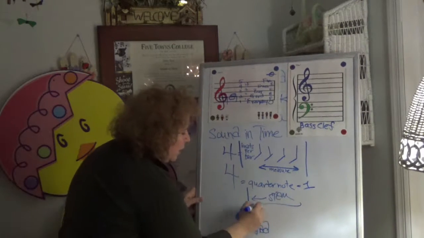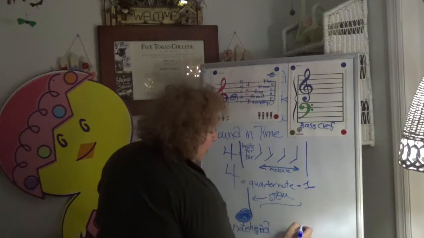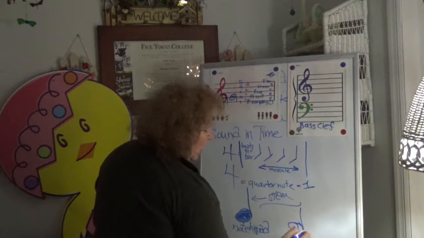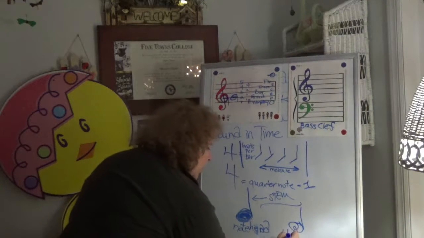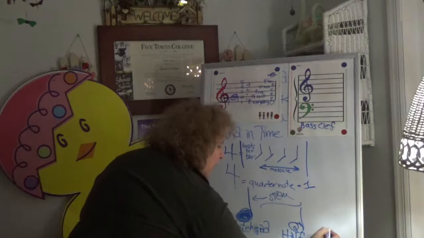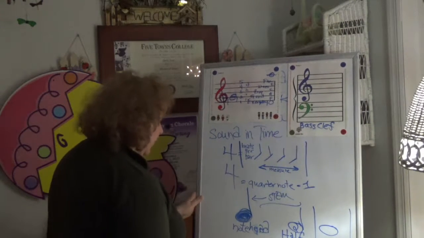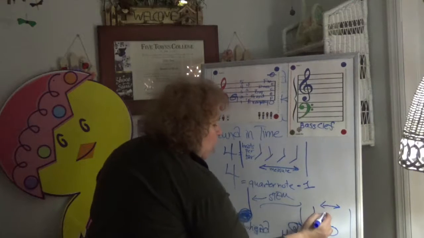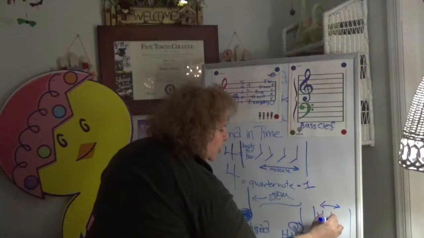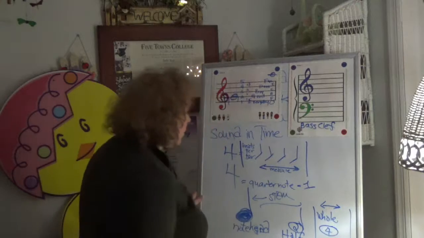Note head and stem. That's worth 1 beat. That's a quarter note. Here is a half note. Half note worth 2 beats. Half note. And this is a whole note. It's worth 4 beats in 4/4 time. In the measure, it takes up the whole measure. Therefore, it's a whole note and it's 4 beats.